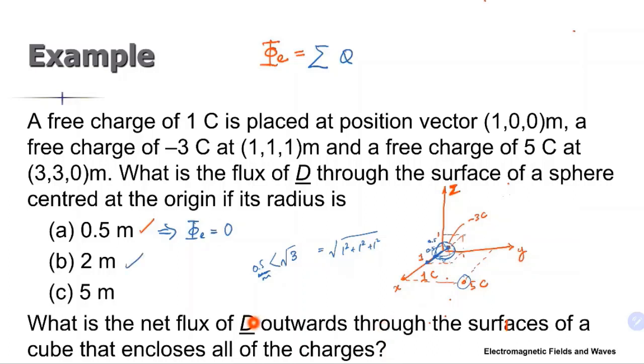How about the second one? 2 meter. What is the electric flux equal to? If it's 2 meter, how many charges are enclosed? Which charges are enclosed? 1 coulomb and the minus 3 coulombs. So in total, what is that equal to? Minus 2.